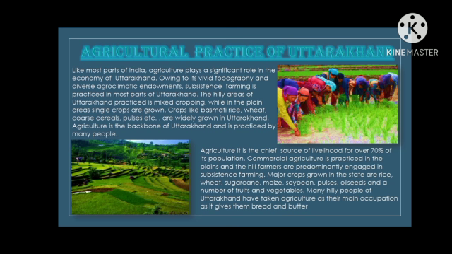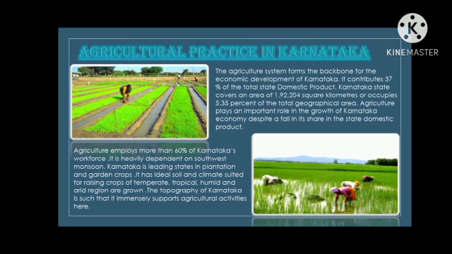Agriculture is the backbone of Uttarakhand and is practiced by many people. It is the chief source of livelihood for over 70% of its population. Commercial agriculture is practiced in the plains, and the hill farmers are predominantly engaged in subsistence farming. Major crops grown in the state are rice, wheat, sugarcane, maize, soybean, pulses, oilseeds, and a number of fruits and vegetables. Many hilly people of Uttarakhand have taken agriculture as their main occupation as it gives them bread and butter. So we have discussed the agriculture practice in Uttarakhand.